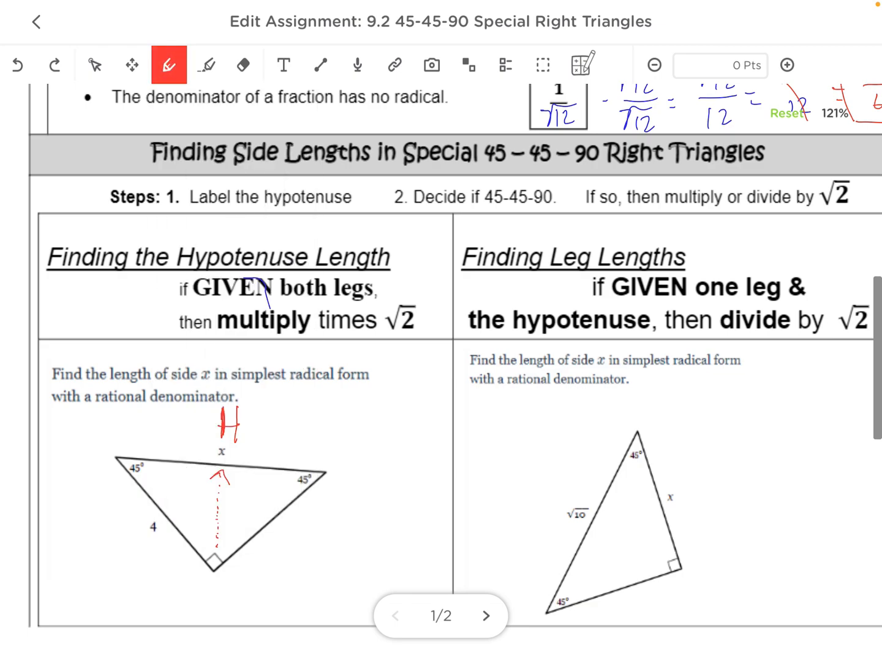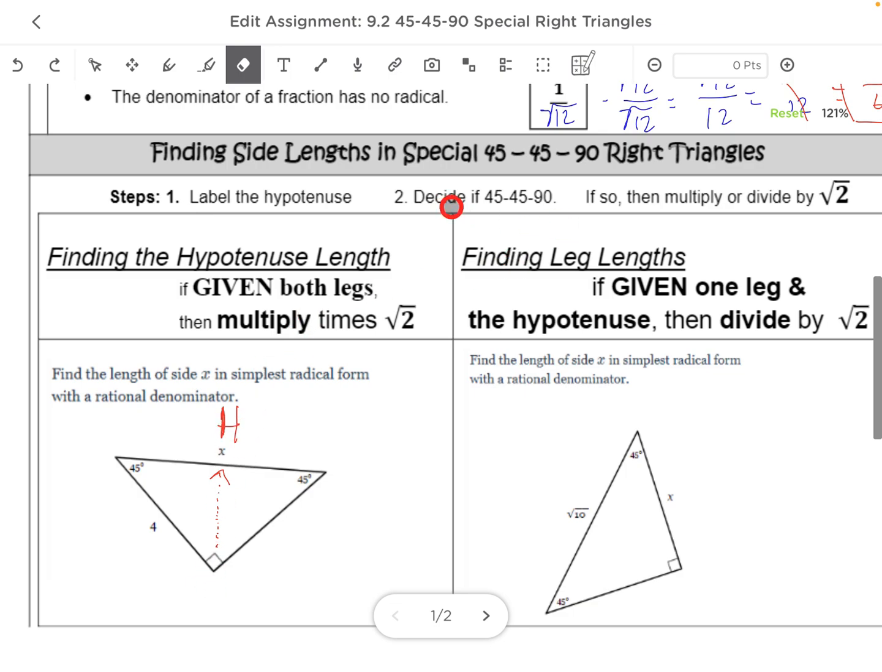Okay, so now let's think. This is what we do if we're trying to find the hypotenuse. This is if we're trying to find the leg. So if we're going to either multiply or divide by square root of 2. Okay, so we label our hypotenuse.